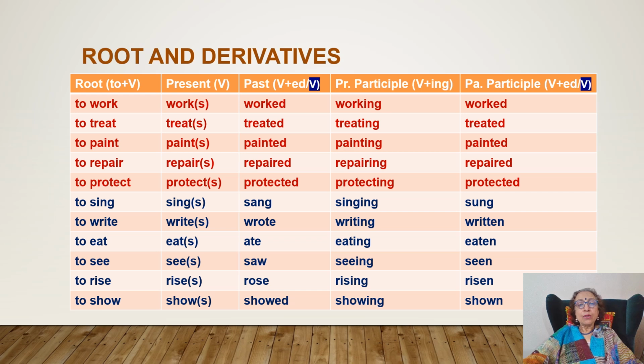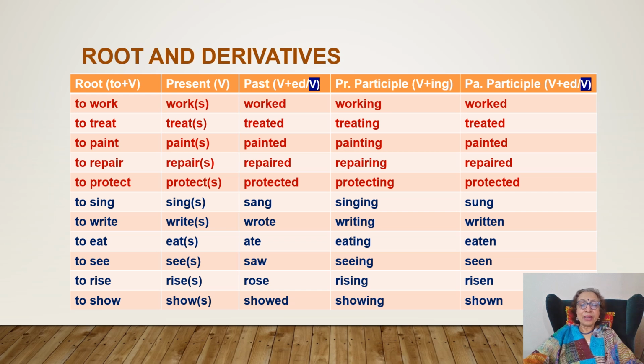Work, works, worked, working, worked. So worked and worked are the same, regular. Treat, treats, treated, treating, treated. So treated and treated, same, regular. Paint, paints, painted, painting, painted, regular because painted twice. Repair, repairs, repaired, repairing, and repaired again, so regular. Protect, protects, protected, protecting, and protected, protected 2 times, so regular.